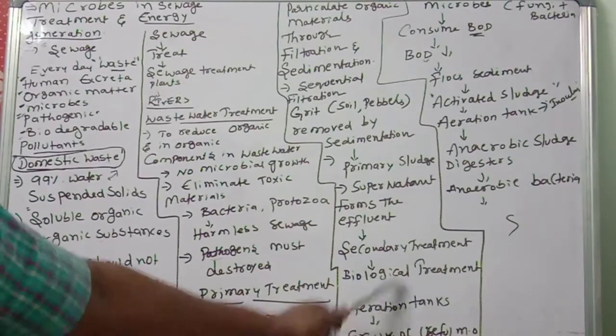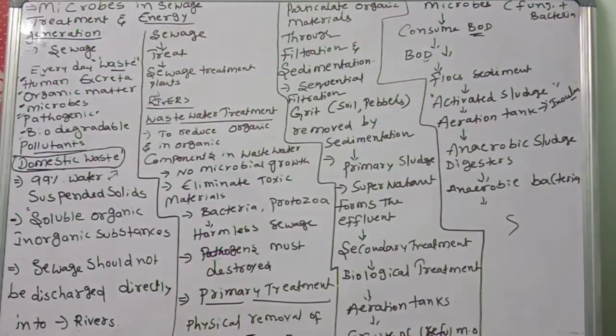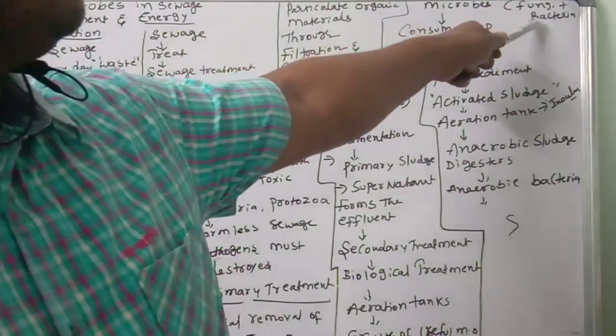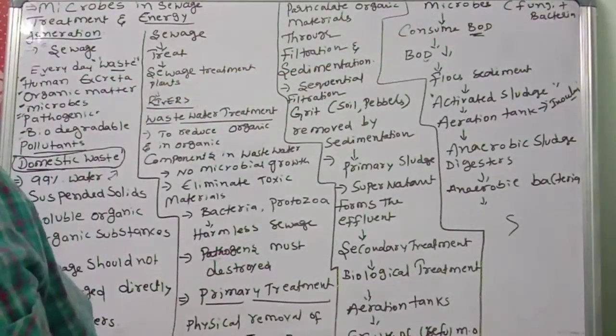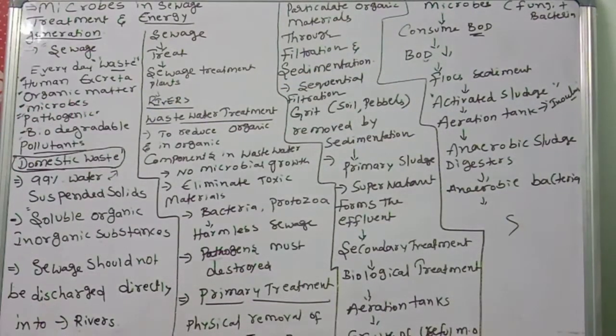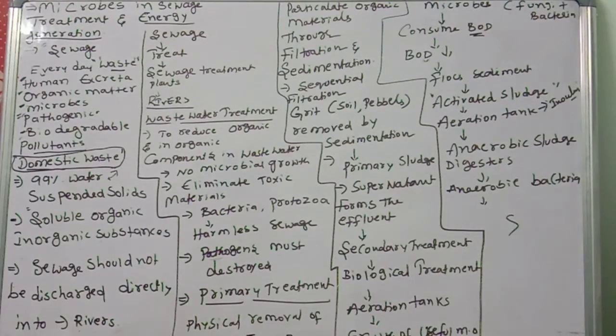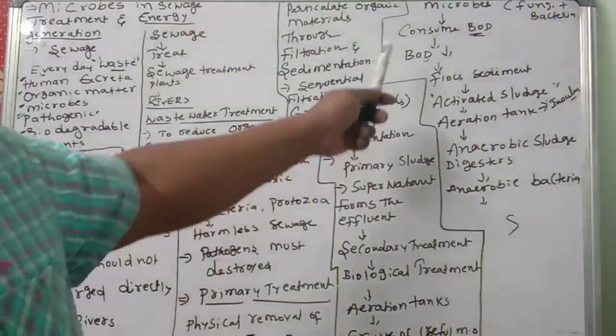A combination of microbes, fungi plus bacteria. Mesh-like structures will be formed. The flocks are fungi plus bacteria. They consume the BOD. What is the BOD? Biological oxygen demand. When more microorganisms are there, the demand for oxygen will be more. How much oxygen they are utilizing shows how much pollution there is. So we have to reduce the BOD, which means reducing the microbes that are dangerous for us.